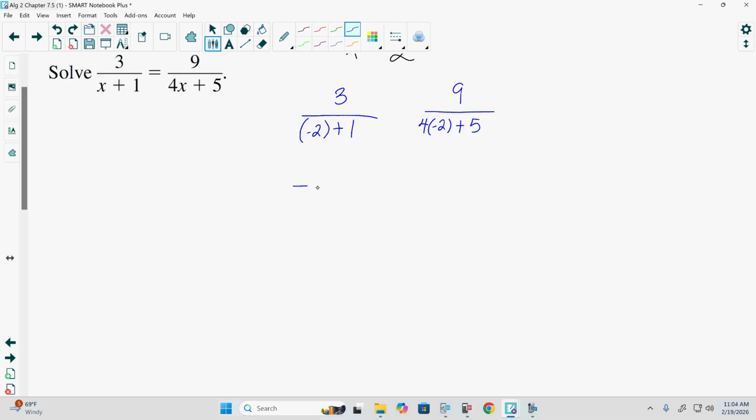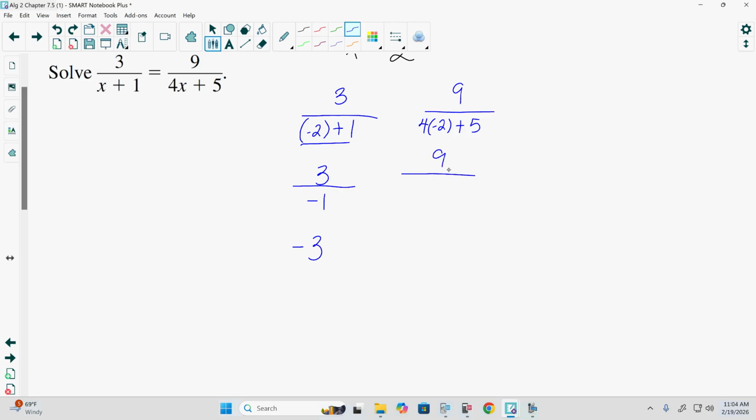Because if we check the left side by hand, 3 on top is going to stay. On bottom, we have negative 2 plus 1, which would be negative 1. And 3 divided by negative 1 is negative 3. So it's telling us that the left side of the equation, when we plug negative 2 in for x, we get a value of negative 3.